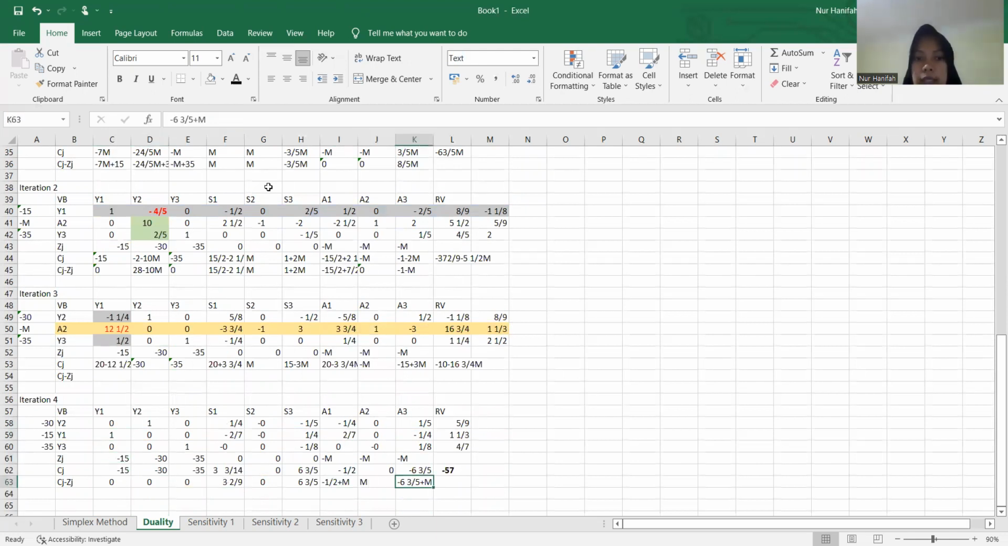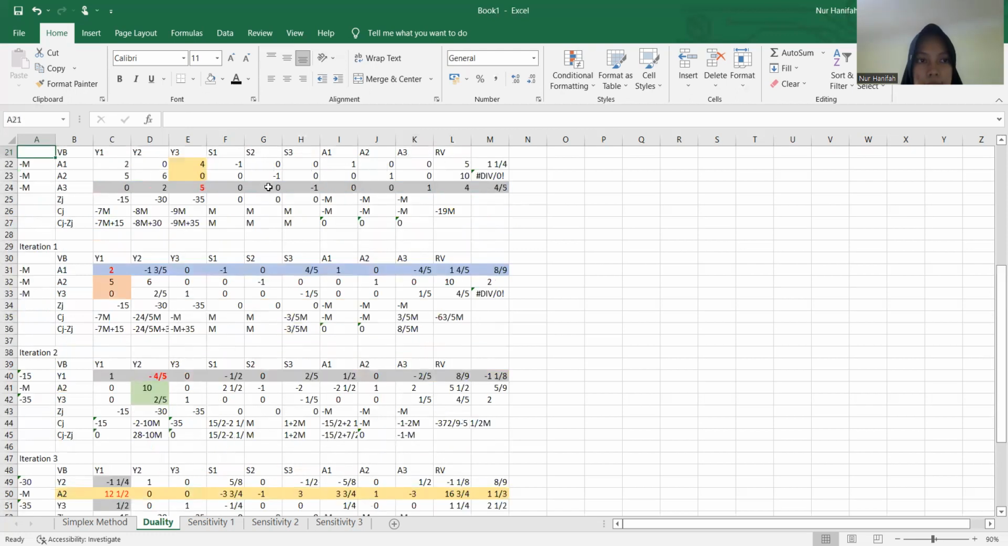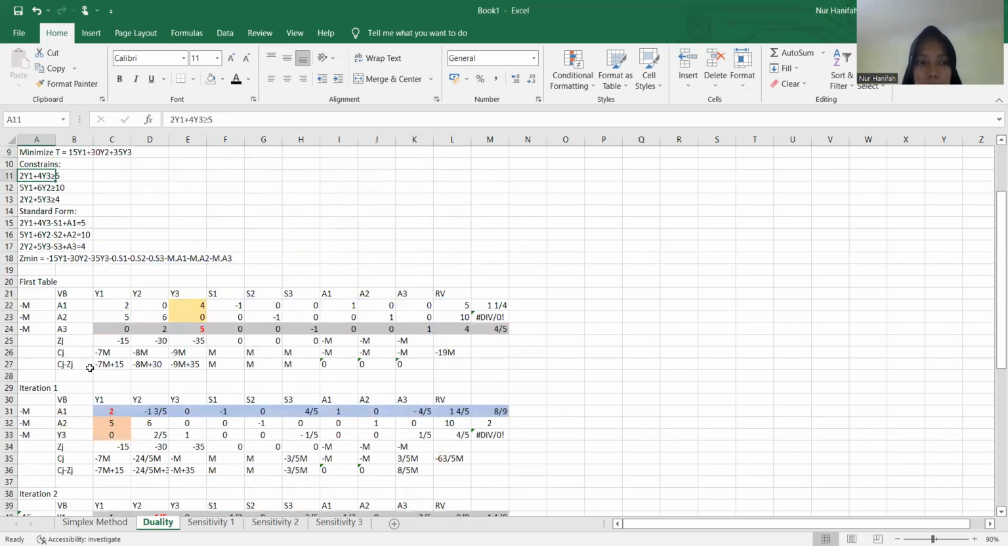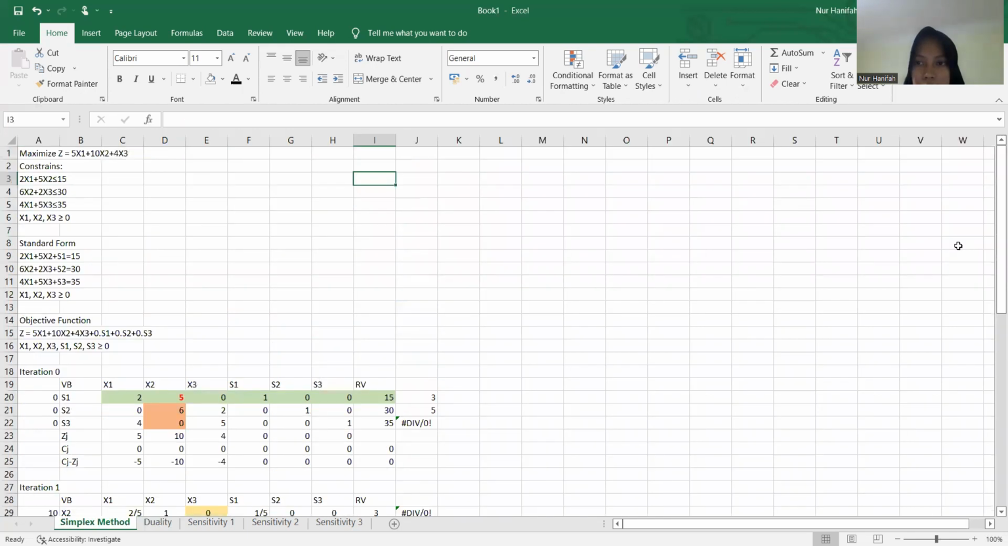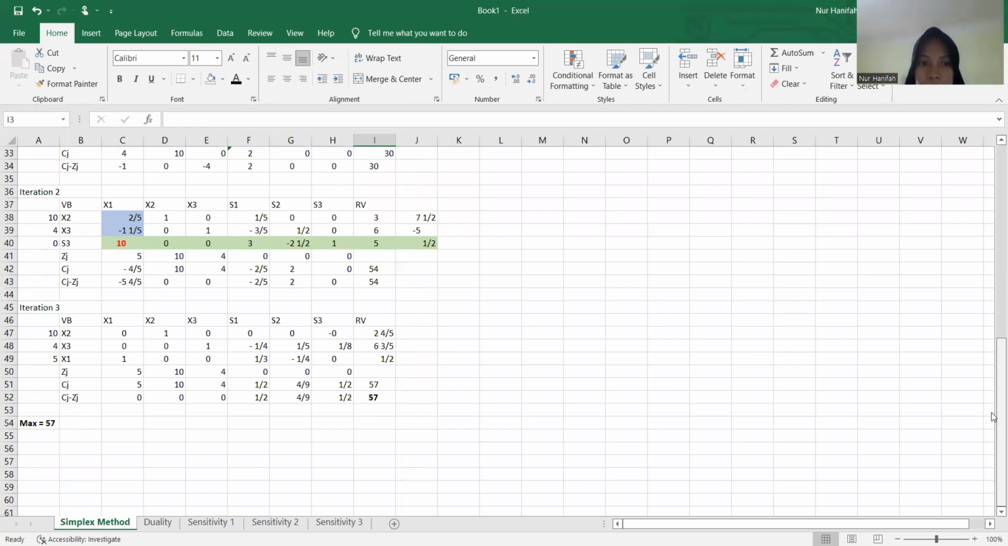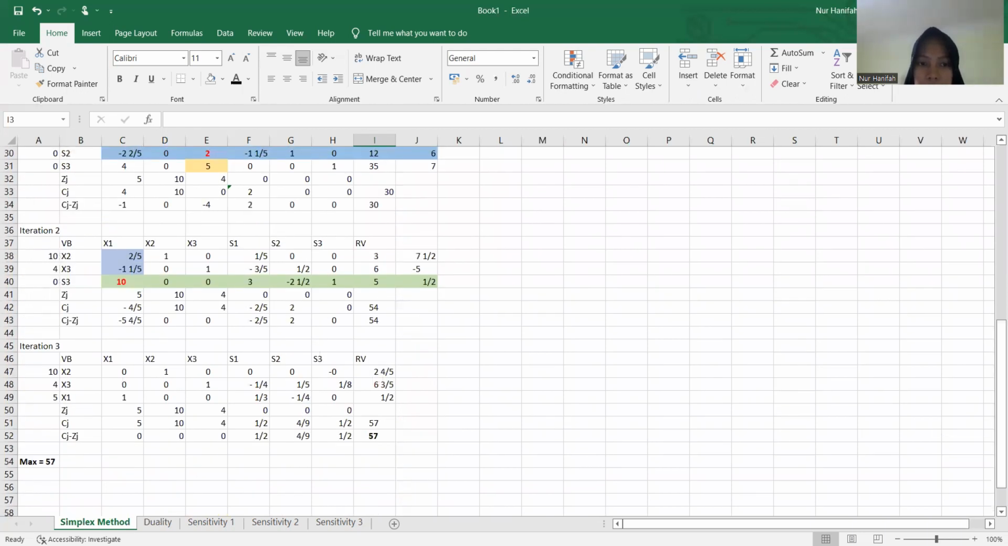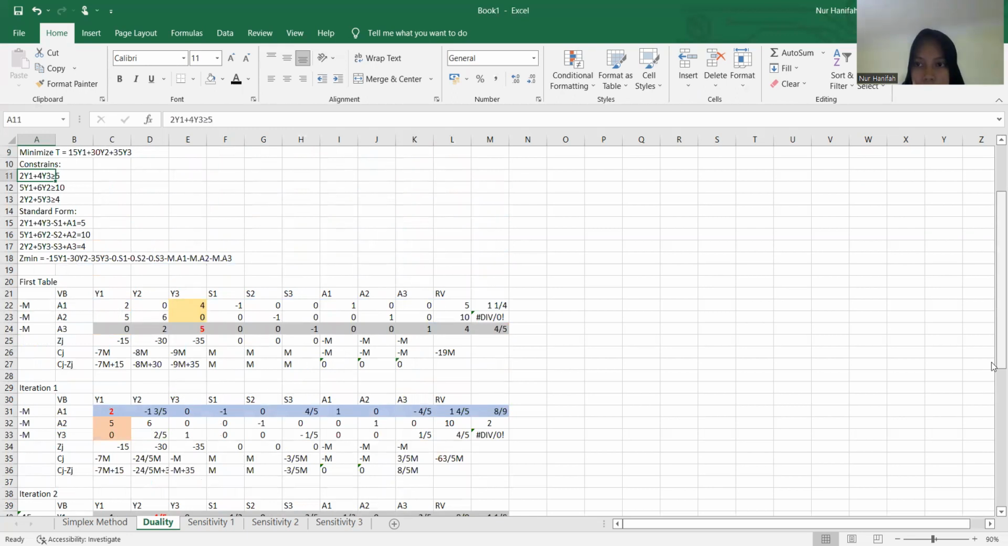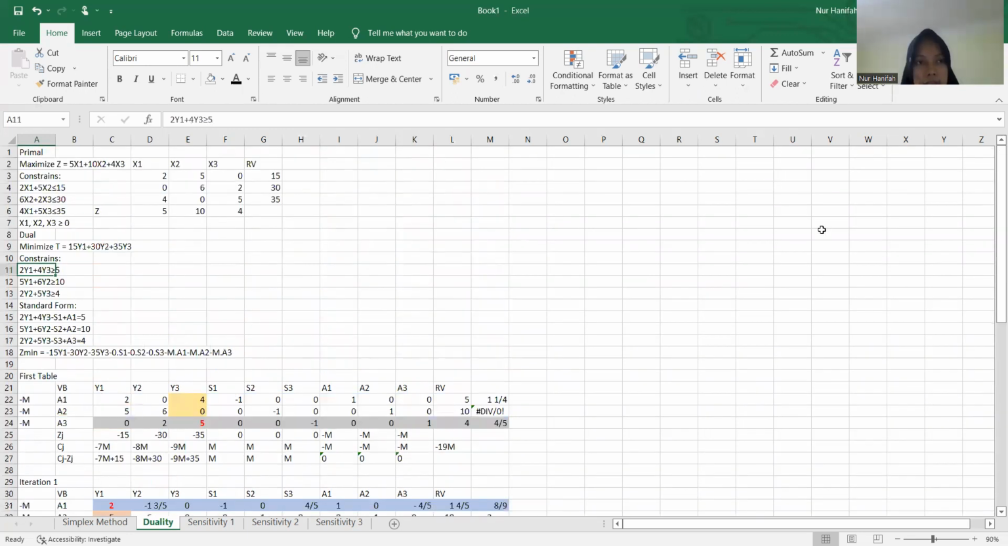So we can say this iteration is optimal, and the optimum value is equal to negative 57. This means that it is equal to the value of the primal, because the dual is equal to negative 57. So, yeah, that's all for the duality.